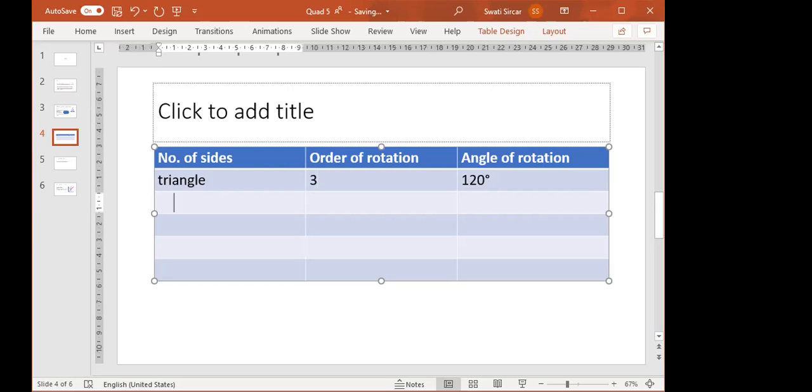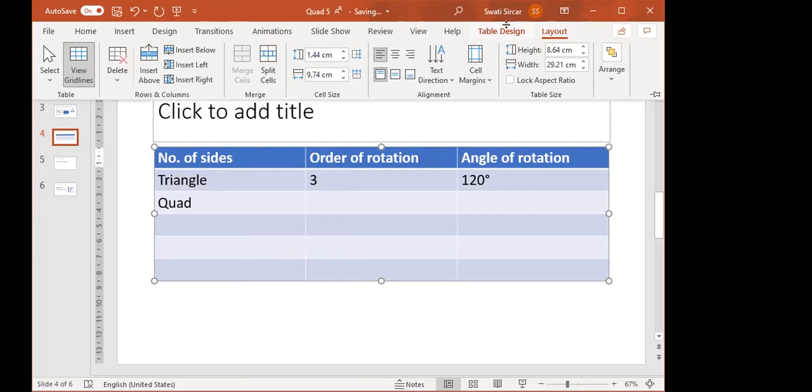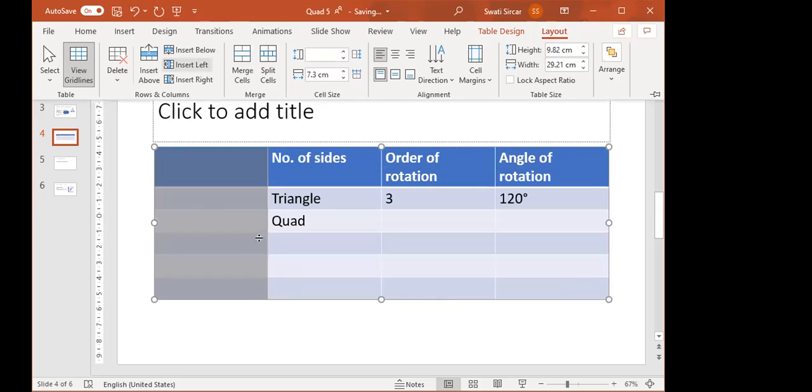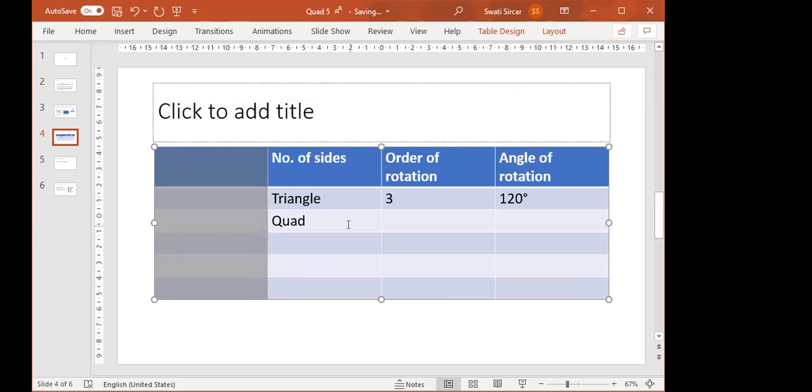We will come to quadrilateral, or we can do it. For quadrilateral, what are the possible angles of rotation? Regular. 90, 180, and 90 and 180. Correct. Yes. 270 also, this is correct.